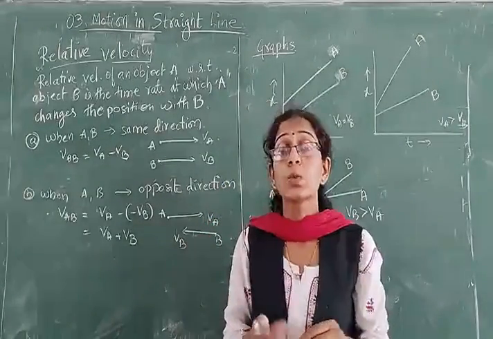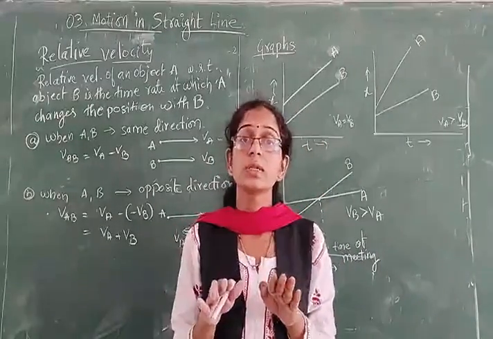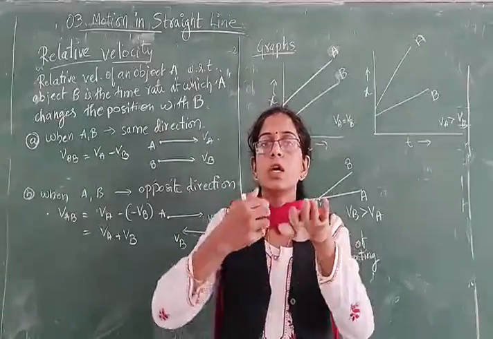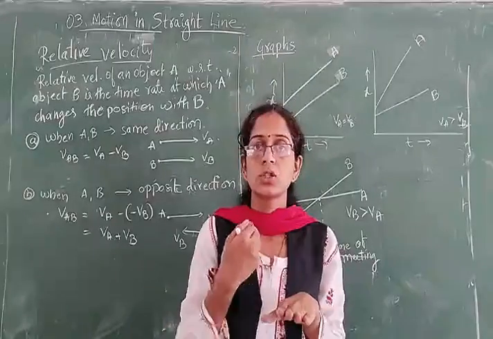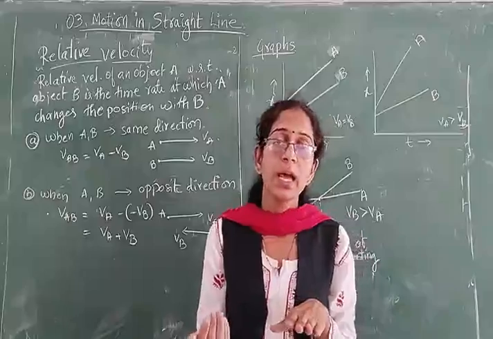So in that case, what will happen to the velocities? Here we will need to take into consideration the direction of motion. One is moving in the forward, the other is moving in the backward. So we will take the notation negative for the object which is moving in the backward direction. So the velocity will again depend upon magnitude and direction.